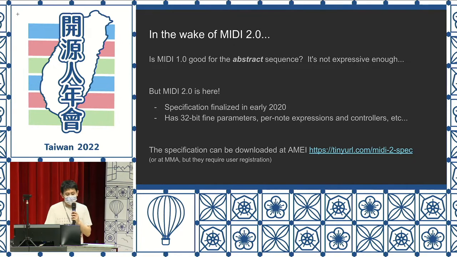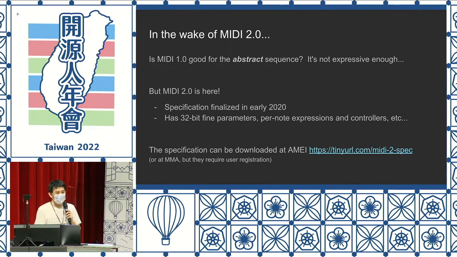The specification documents can be downloaded either from the MMA, MIDI Manufacturers Association, or a Japanese organization called AMEI. And I would recommend AMEI for downloading the documentation because MMA requires some login, sign up and registration to download the specification, which is kind of awkward. In AMEI, you can just go to the web page and download it.